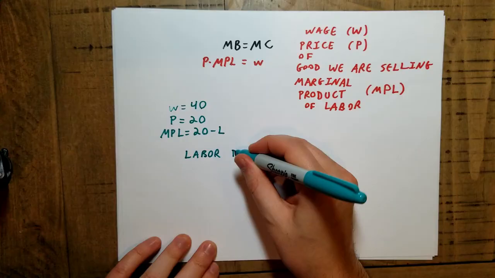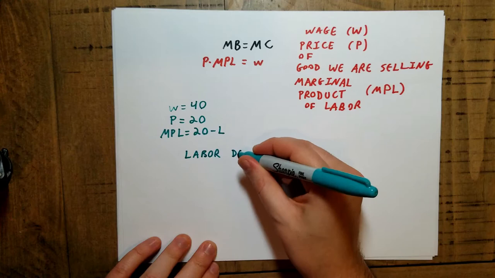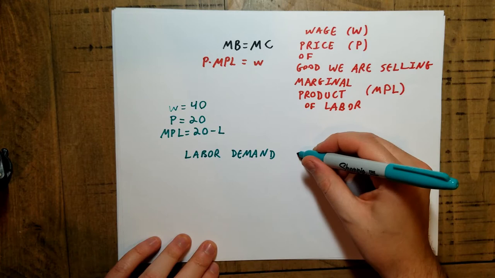So let's figure out what our labor demand curve is, right? So we know that our labor demand curve is wage equals price times the marginal product of labor. Simple as that. So now all we gotta do is plug everything in, and we'll know exactly how many people we wanna hire. So let's first plug in on the right side to just see what this labor demand curve looks like.